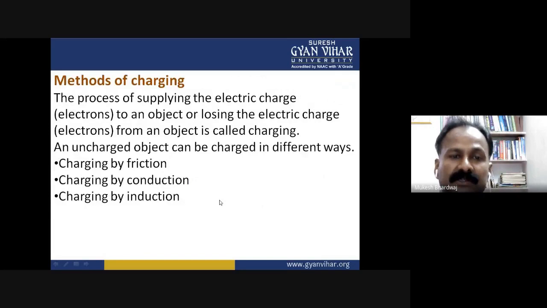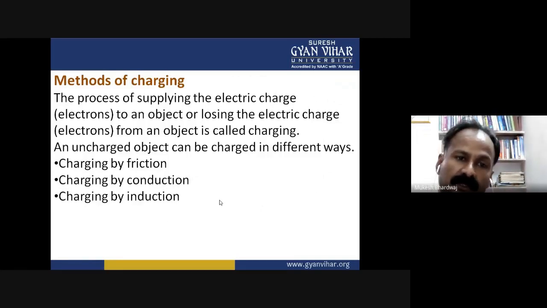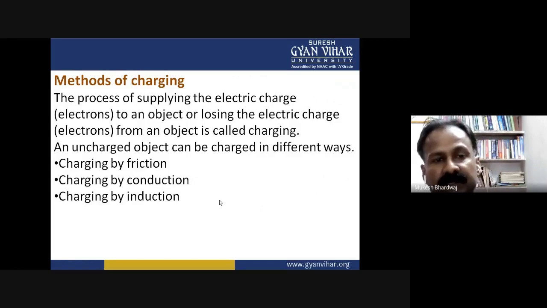Now these are some methods of charging. The process of supplying electric charge, that is electrons, to an object, or losing the electric charge, electrons, from an object, is called charging. An uncharged object can be charged in different ways: charging by friction, charging by conduction, charging by induction.